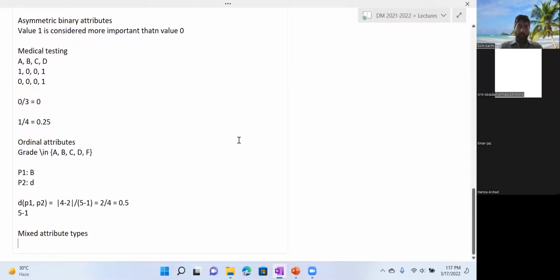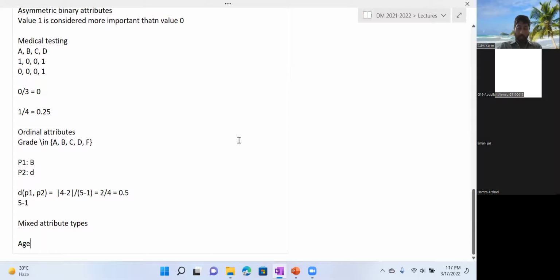So previously we have discussed that all attributes were numeric or nominal or binary or ordinal. So what happens if your objects are described by attributes of different types? So maybe some are numeric. For example, you have age, let's say, and let's say you have gender, which is binary, and then let's say you have something else, let's say grade, which is ordinal.